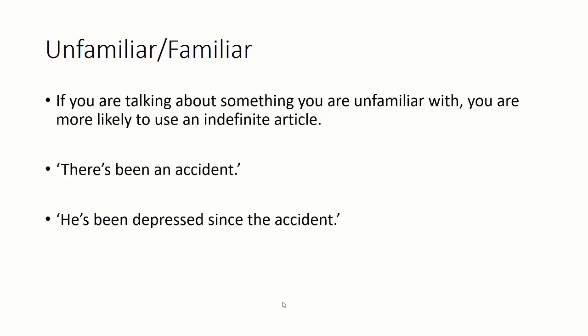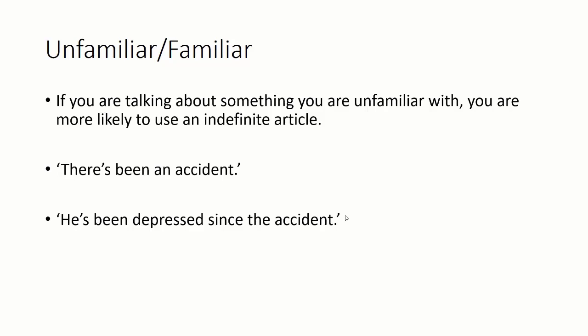I don't have any details. I just know that there's been a crash. I don't know who has been involved. I don't really know anything. Again, general. I have general information about it, but I don't have specific information about it. He's been depressed since the accident. So I know what happened, who was involved, the date of what happened, what the result of it.